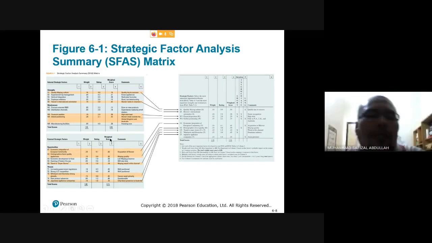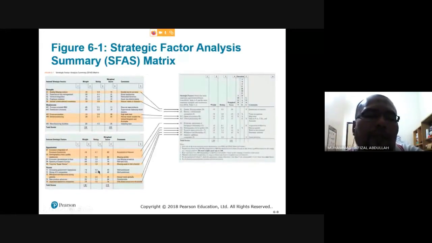Before that, just to refresh your memory, the format of the IFAS and the EFAS matrix is the same. In the first column, you need to have the strategic factors. Depending on which one you are doing, if you are doing the EFAS, then you have the O and the T. If you are doing the IFAS, then you should have the S and the W. That is the first column, which is the strategic factors. And then the second column is the weight of each factor.